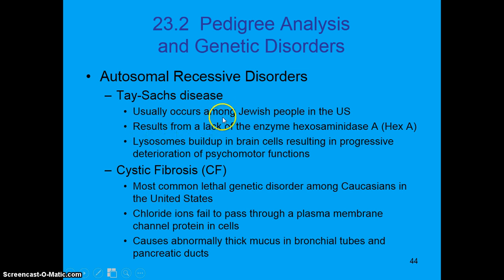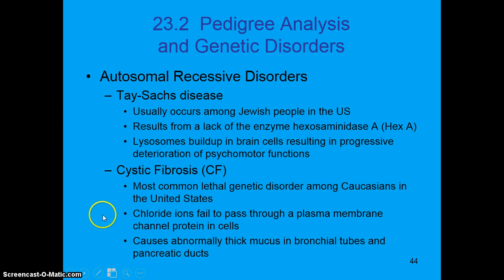So why do we expect to see this mainly among Jewish people? It tends to happen in Jewish people because Jewish people will reproduce with more Jewish people, because they tend to marry and reproduce within their religious beliefs. So we see that show up in that group of people.